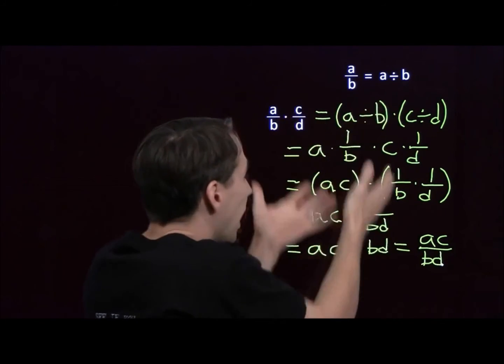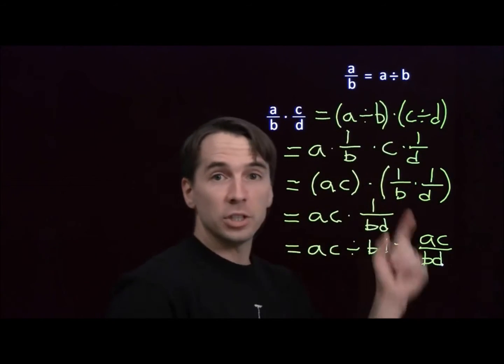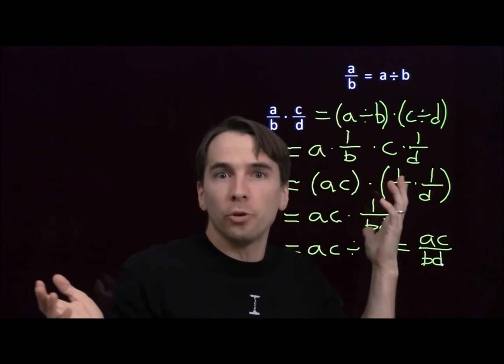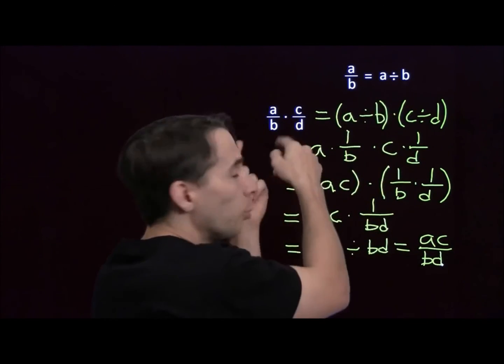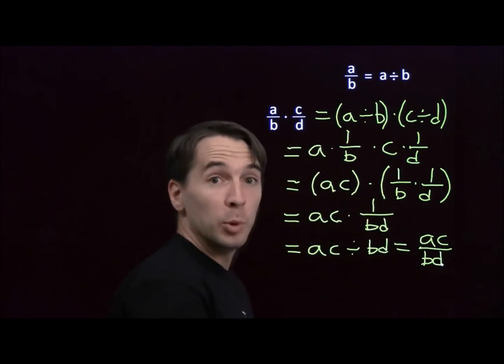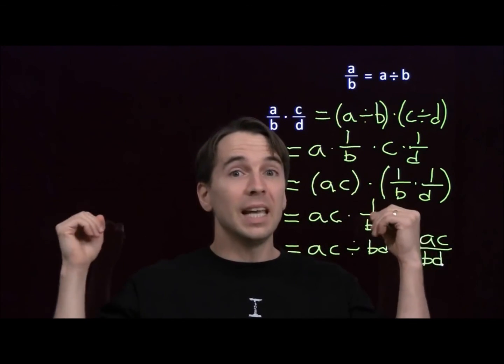And look at that. This really isn't anything new. All we're doing here is using our definition of a fraction, it's just a division, and then we're using all the rules we already knew for multiplication and division, and we see that when we multiply two fractions, what we do is we multiply the tops and we multiply the bottoms. That's all there is to it. We get ac over bd, and we are done.